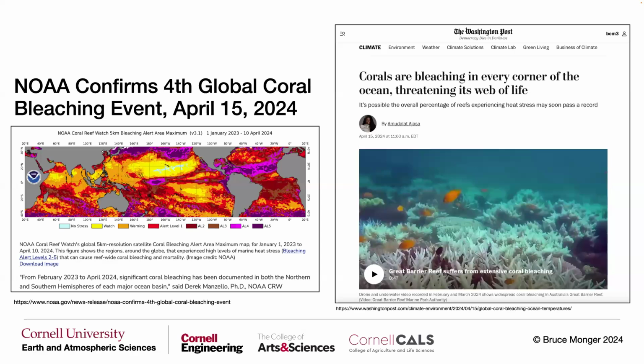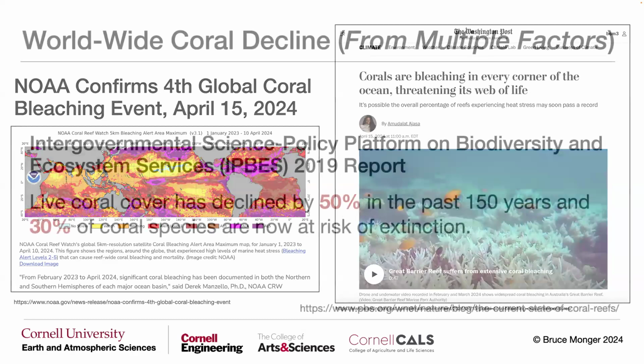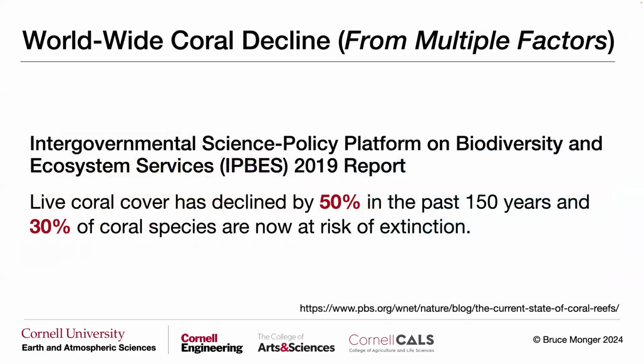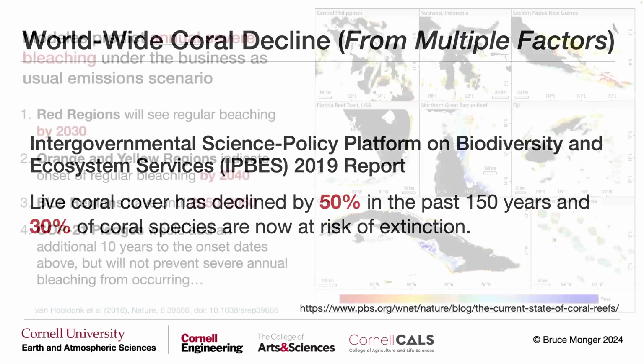Corals are bleaching everywhere, every corner of the Earth, threatening its web of life. Some of you might be aware, this is kind of like the IPCC equivalent for biodiversity. This report compiled the state of knowledge of biodiversity by peer reviewing all the peer-reviewed literature on biodiversity. And in that report, it states that there's been a 50% decline in coral reefs over the past 150 years, and 30% of all coral species today are at risk of extinction.